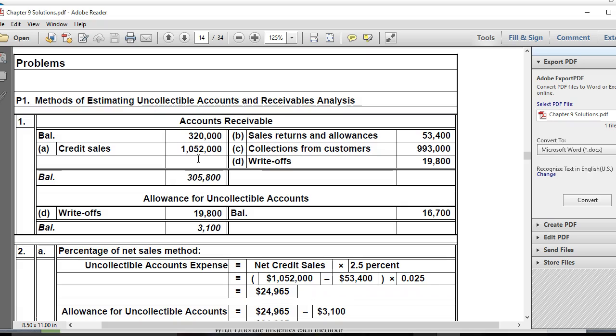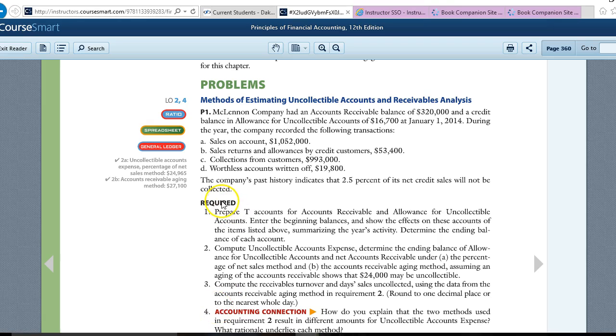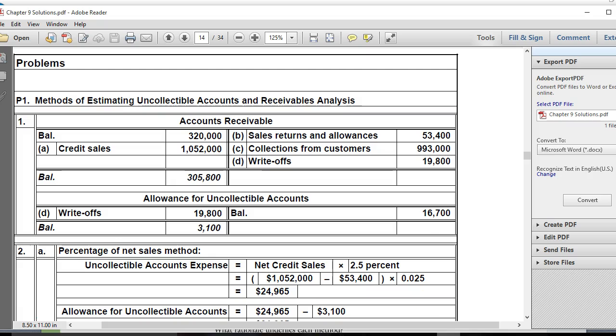Then it tells us for B, sales, returns, and allowances by credit customers, $53,400. Well, that means they don't owe us that money anymore, do they? So under B, we will credit accounts receivable of $53,400. Okay?